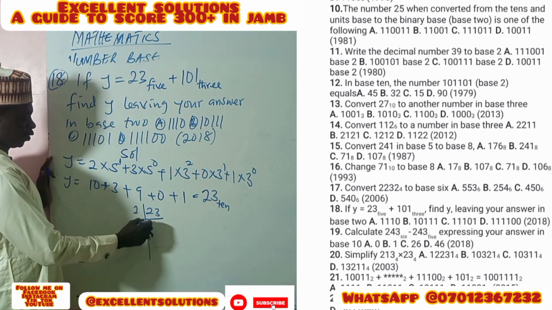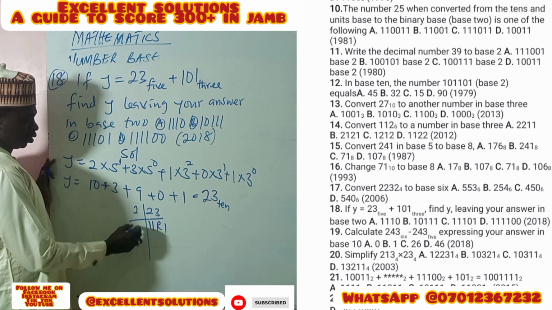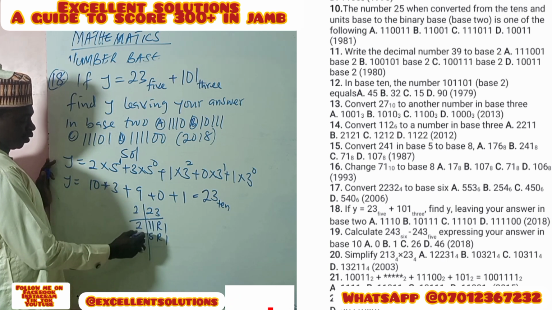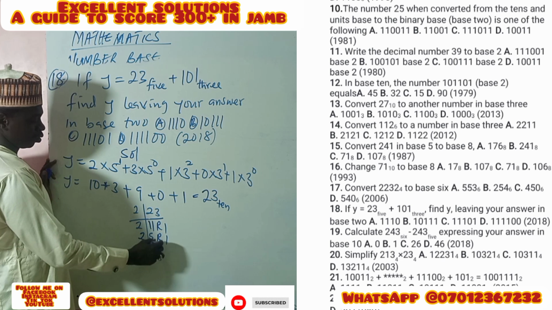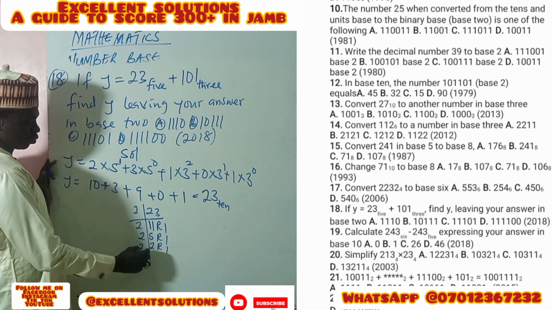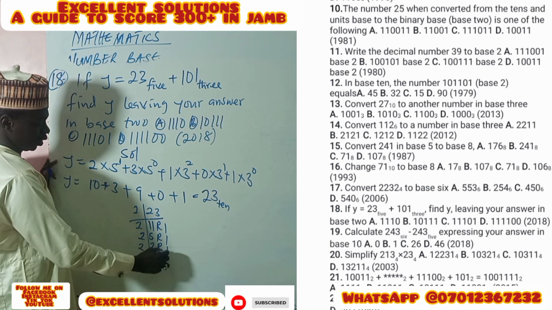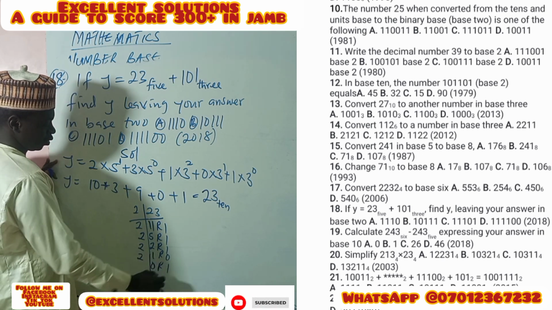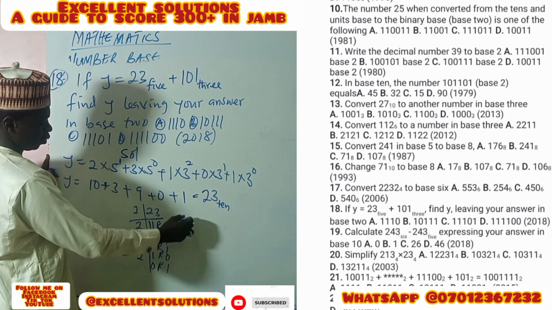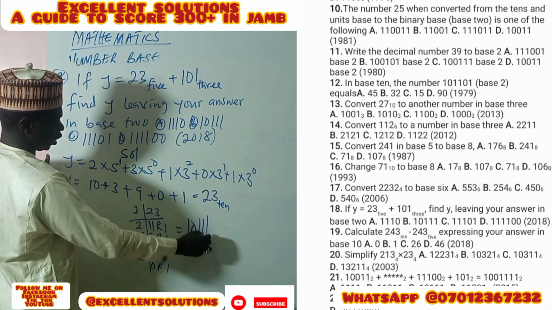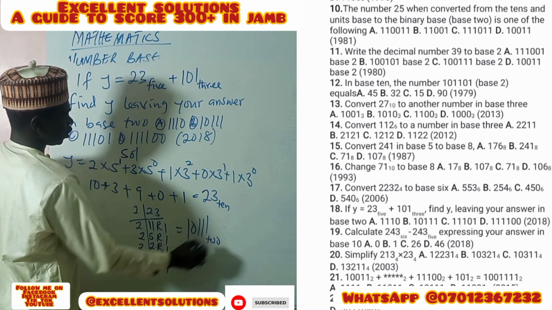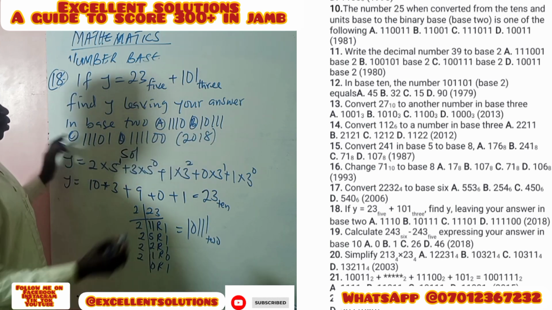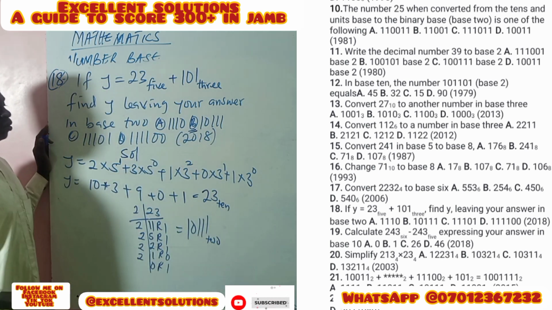23 divided by 2, we have 11 remainder 1. 11 divided by 2, we have 5 remainder 1. 5 divided by 2, we have 2 remainder 1. 2 divided by 2, we have 1 remainder 0. 1 divided by 2, we have 0 remainder 1. So if we look at this, we have 10111 base 2. If we look at our options, in option B, we have 10111 base 2. The answer is B.